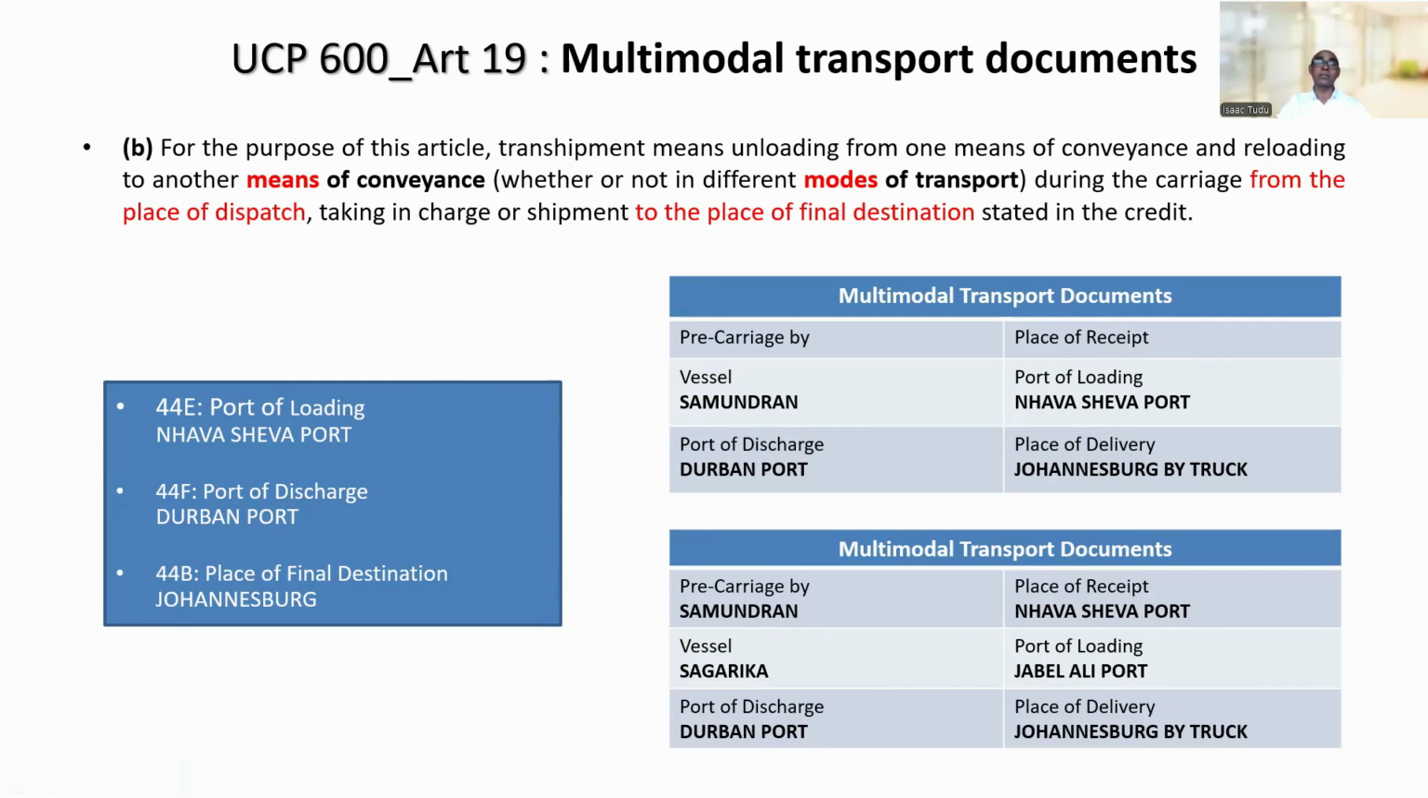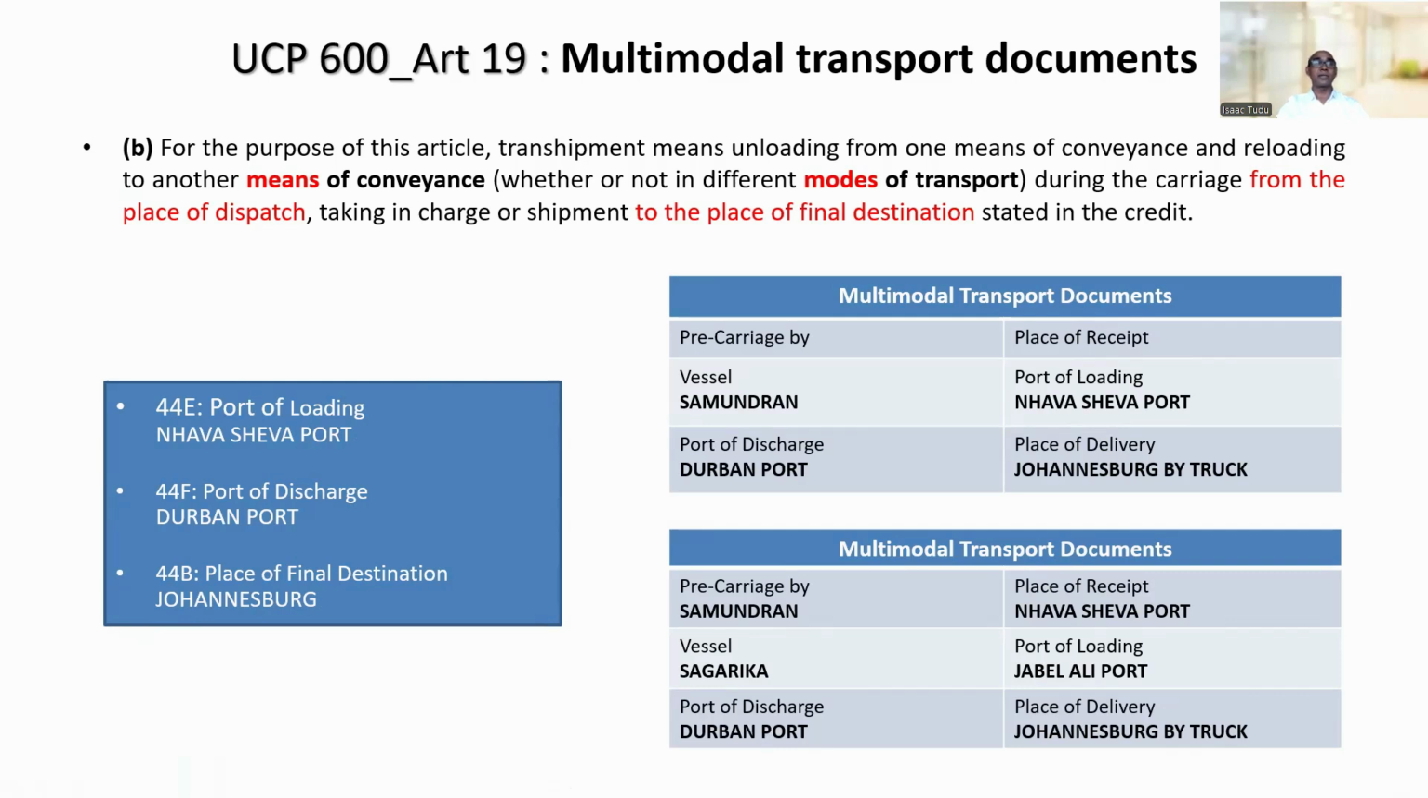Why are we saying this? Because goods were first loaded on vessel Samudran at Port Nhava Sheva. When it reaches Jebel Ali Port, goods were unloaded from one vessel Samudran, reloaded to another vessel Sagarika, and from Jebel Ali Port it goes to Durban Port. Then goods were again unloaded and reloaded in a truck and it goes to Johannesburg by road. So you can very much see that unloading and reloading has taken place between the port of loading and the place of final destination as per the LC. Then it is a case of transshipment. Again, I will repeat, in case of a multimodal transport document, transshipment is going to happen.